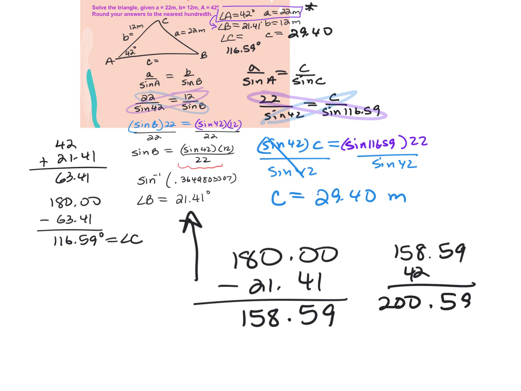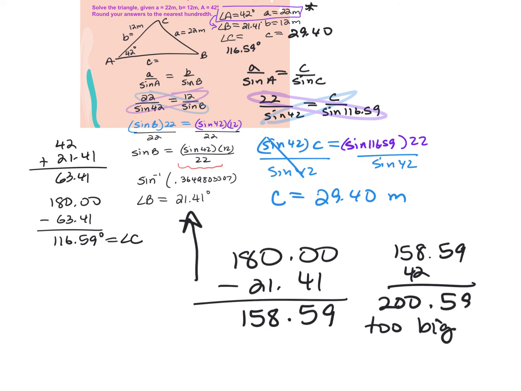notice this goes over 180. If it goes past 180, then you know that you can't form another triangle because that's only two of the angles. So this is too big. I cannot form a second triangle.